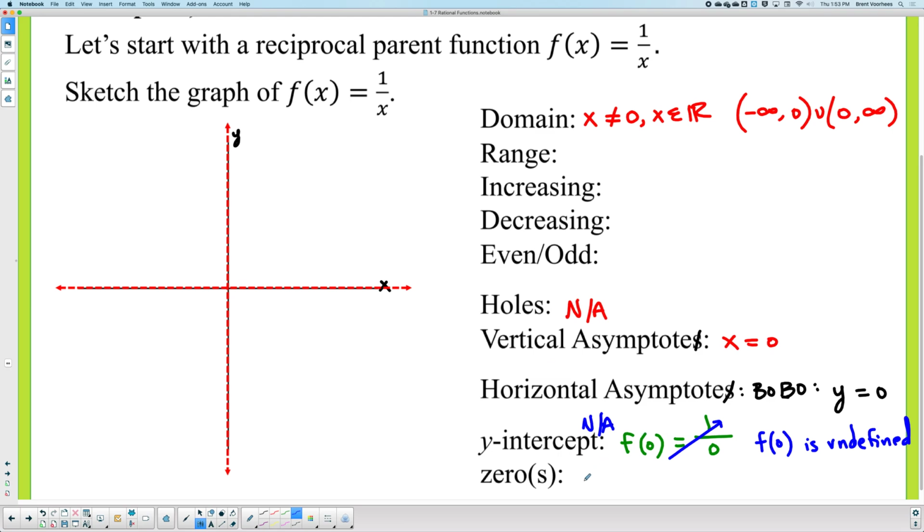Finally, again, all this is on the cheat sheet. If you need to find your zeros, you set the numerator equal to 0. And you solve. Right now I have 1 equals 0. Can 1 ever equal 0? No, there's no variable, so there's not going to be any zeros either. NA, none.